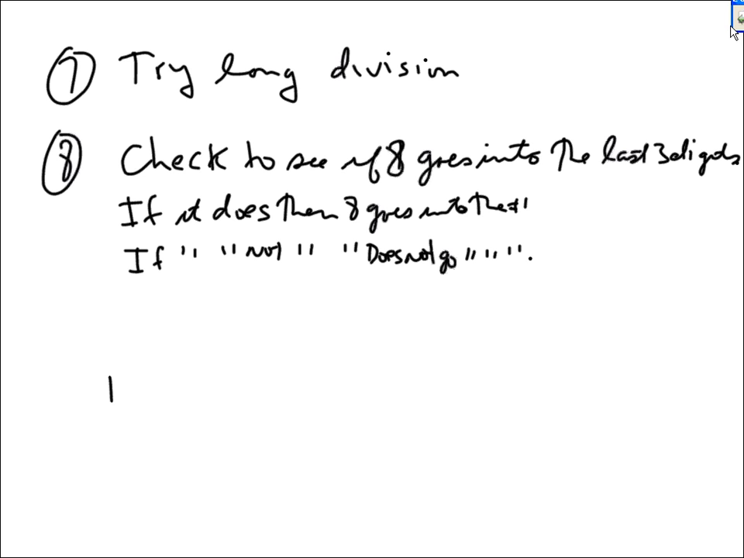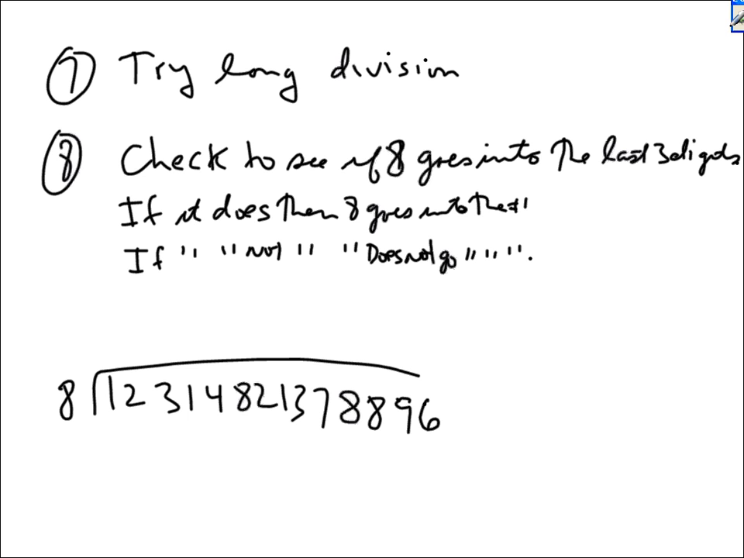For example, 1, 2, 3, 1, 4, 8, 2, 1, 3, 7, 8, 8, 9, 6. Does 8 go into this number? Now, you can do the long division. Nobody's asking you how many times 8 goes into that number. Does 8 go into that number? You can do long division, or you can just see if 8 goes into the last 3 numbers.